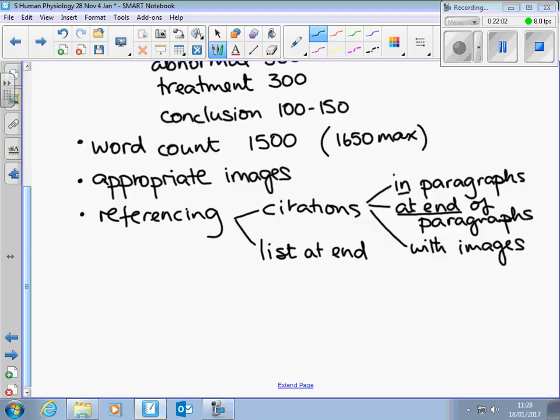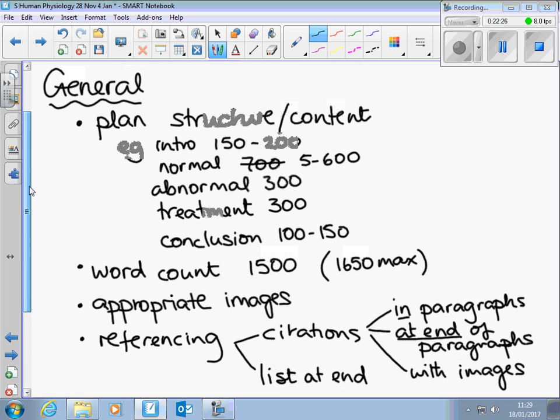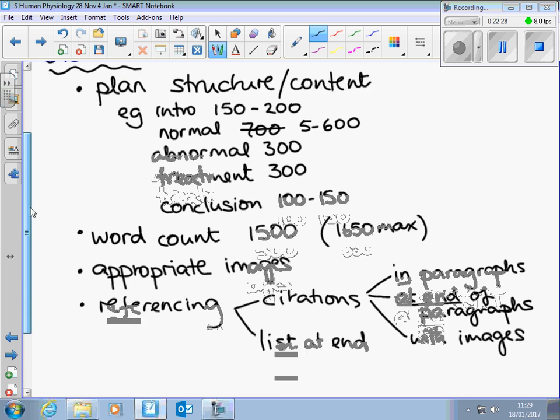And then with the images, it's always taken from, name, and then put the date in brackets. The list at the end, don't forget, alphabetical order, and then follow conventions with that. But we may need to come back to referencing. I might need to put a bit of study skills time over to that. All right, so that's the general stuff for either of the assignments.